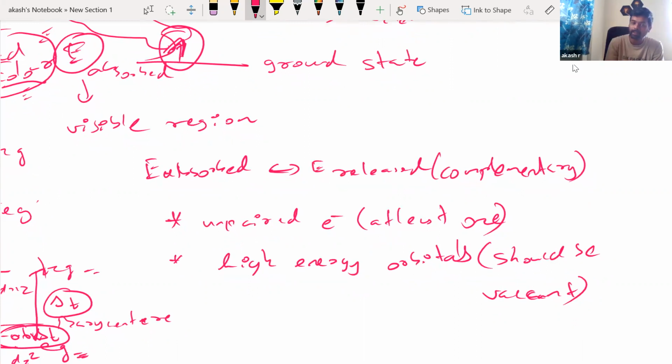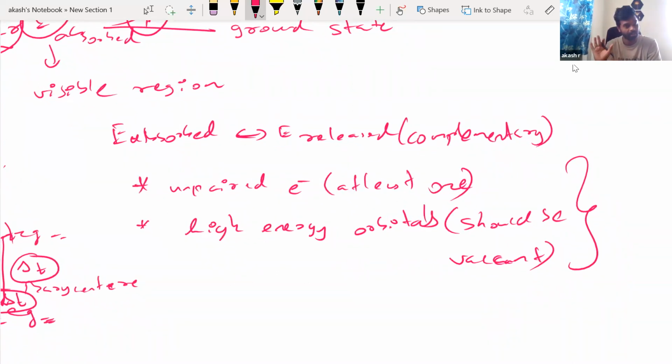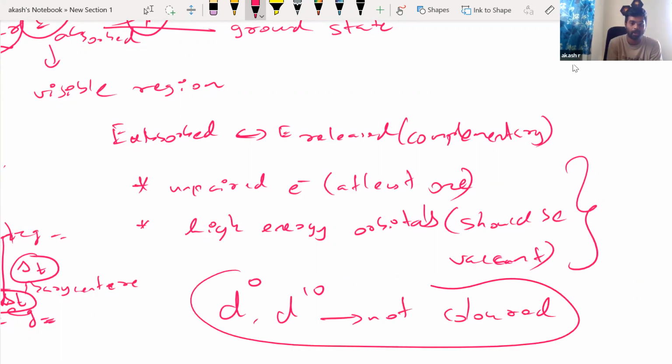Right. Now, even if you don't understand any of this, it's very, very simple to understand whether a compound is going to be colored or not, in general. If you have a D0 configuration, that is, there are no electrons in D, or if you have a D10 configuration, you can easily say the compound will not be colored. Very important point, because first of all, it doesn't have an electron in D, and here I have no unpaired electron. So in both these cases, you will understand that the compound cannot be colored.